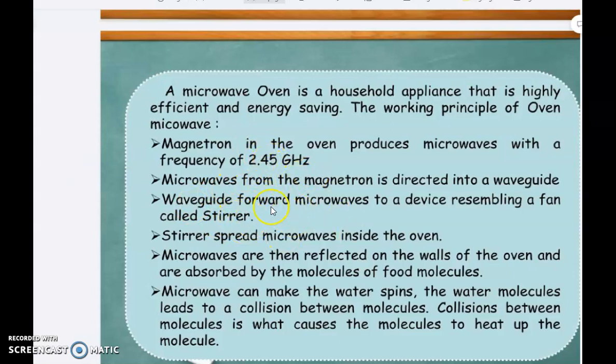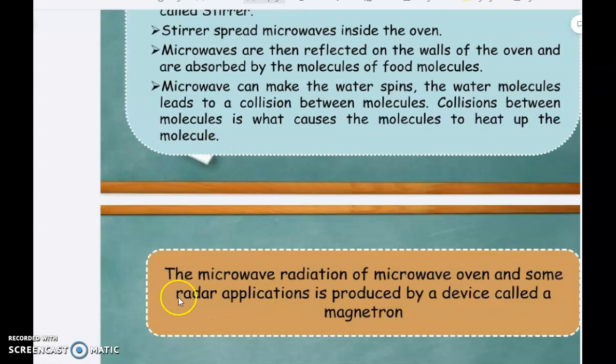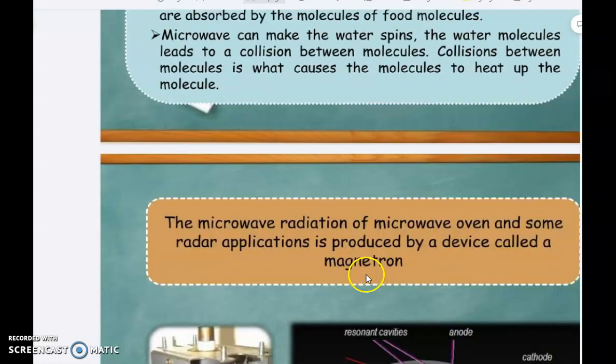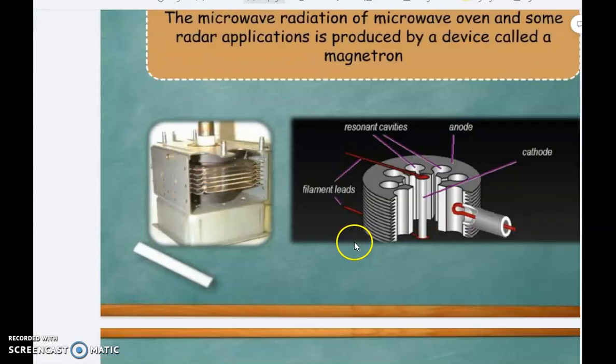We also have microwaves from the magnetron, which are directed into a waveguide. The waveguide forwards the microwaves to a device resembling a fan called a stirrer, and many of them you can pause the video and try going through this yourself so that you are able to get what we are talking about. So the microwave radiation of a microwave oven and some radar applications is produced by a device called the magnetron.